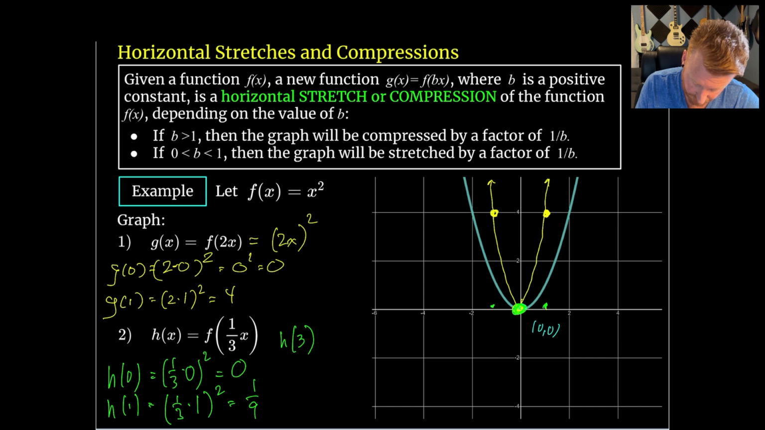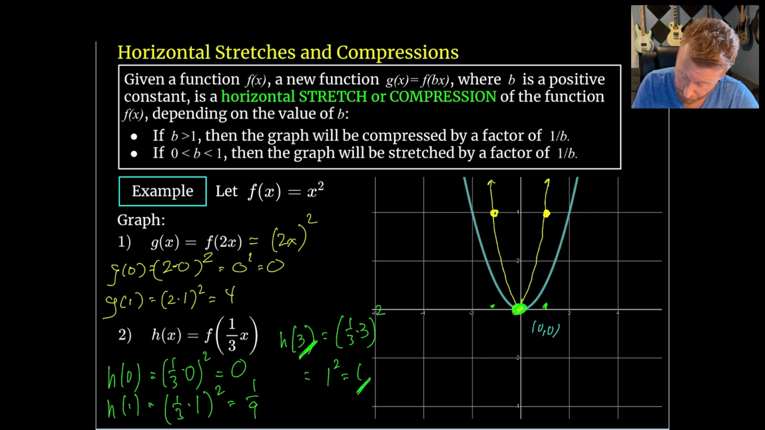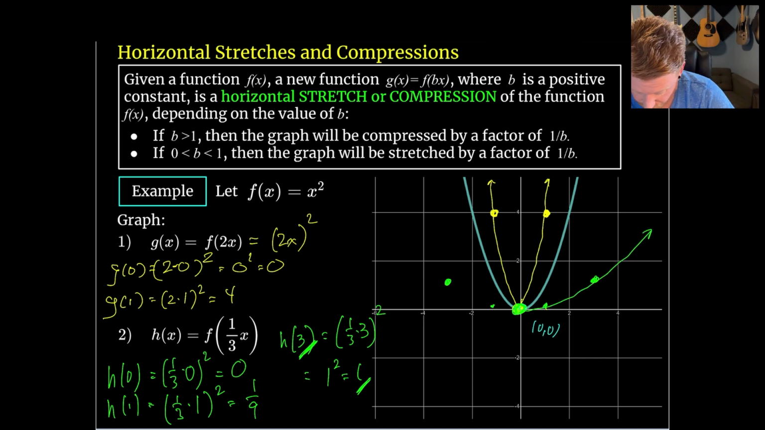Let's look at h of 3, because I think that might do something nice for us. So looking at that, that's going to give us 1/3 times 3, and then we're going to square it. So this is just 1 squared, which is 1. So what this is saying is we have an input of 3, we have an output at 1. So we can mark that point here. And then by symmetry, at -3, I'll also have this point here. So here we can see that we are making a horizontal stretch of our original graph. And that is because the value that we're multiplying the input by is still positive, but between 0 and 1.